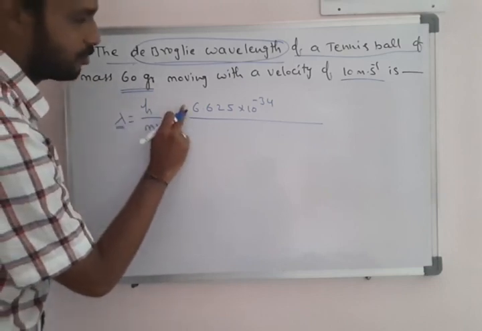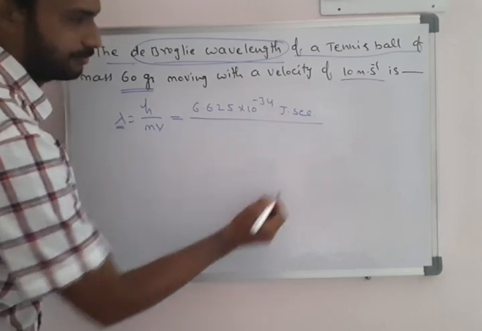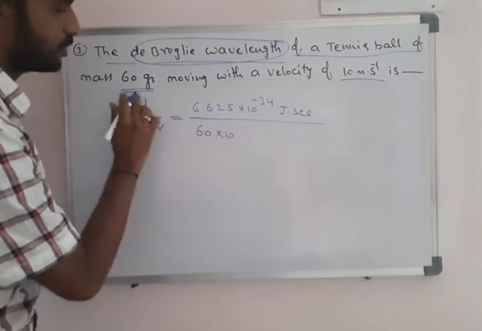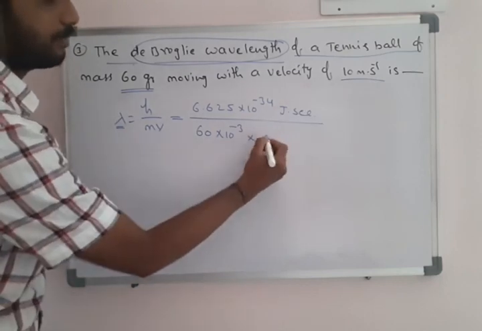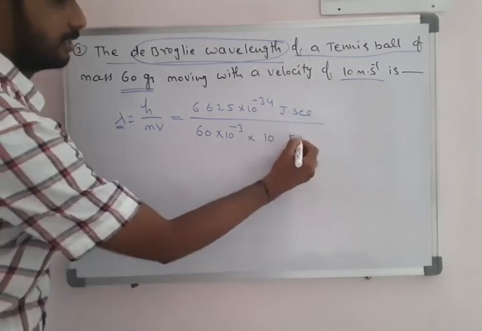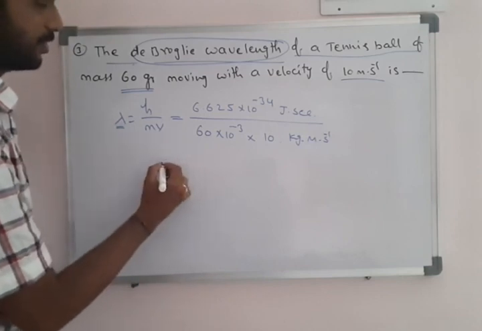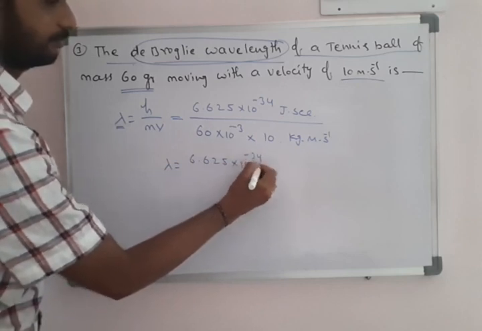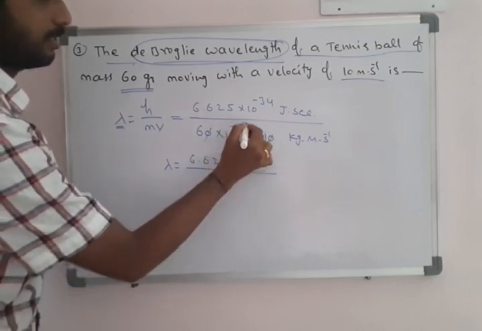We took the h value as 6.625 into 10 to the power of minus 34 joule into second. Hence we took this in SI method. The mass is given as 60 grams, so it must be in SI, that is convert it into kgs. Next, it is 10 meters per second. It is already in SI method, so there is no need to change it. The unit is kgs into meters per second. So finally lambda equals h by mv, and the twos cancel and become only 1.